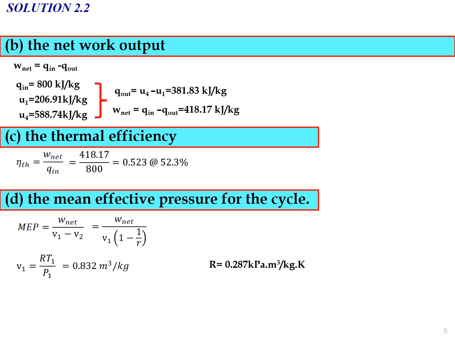Substitute the values into the equation. So V1 will be equal to 0.832 meter cubed per kg. Now we can determine the value of MEP. Substitute the values that we obtained into the equation. So the MEP value will be 574 kilopascal. So we have answered all the questions for example 2.2.